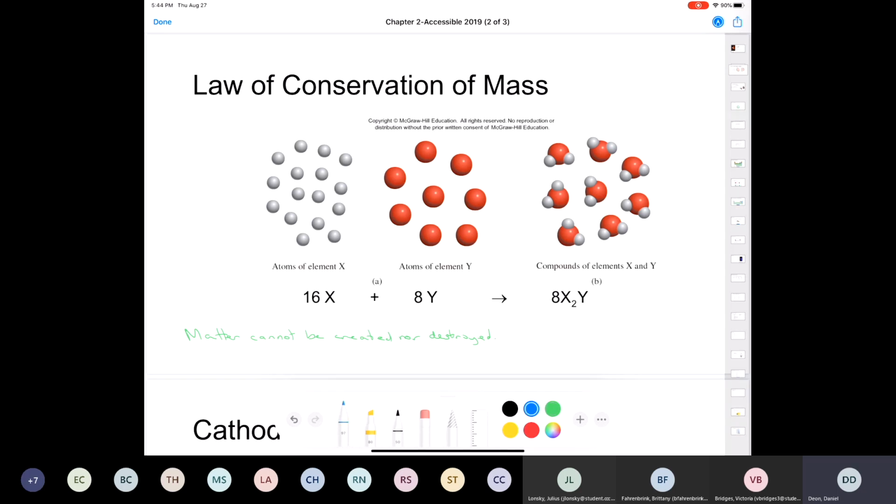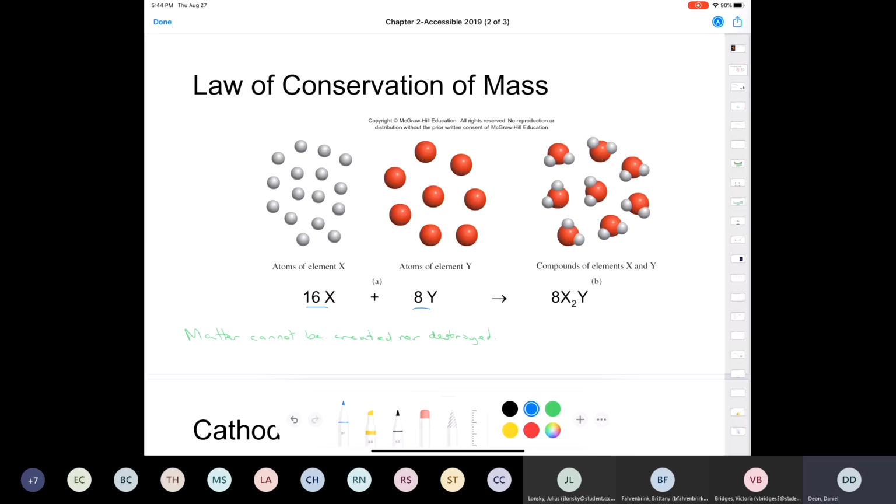So let's take a look at what's going on in this slide here. We have 16 atoms of element X. There is no element X, so it's just a made-up element. We have 8 atoms of element Y. There is an element Y, but I don't think they're referring to that, which is ytterbium. Anyhow, we have 16 of one element and 8 of another.